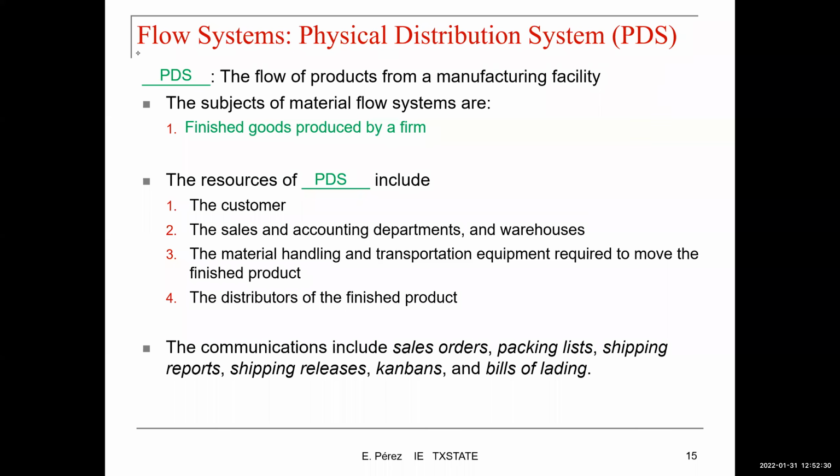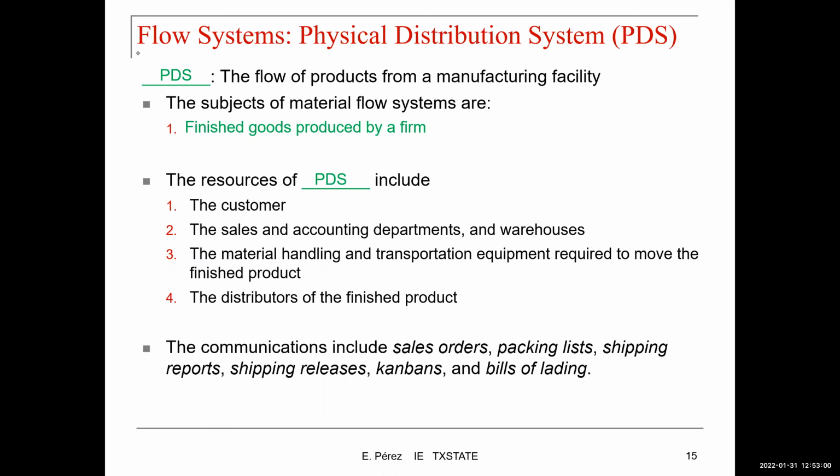The resources of the physical distribution system are the customer, the sales and accounting departments, and warehouses. So now we're dealing mostly with the warehouse because the products are ready. Then the material handling and transportation equipment required to move the finished product. If we're going to move this from the warehouse to a truck, we're going to be using some forklift, depending on the type of product, right?